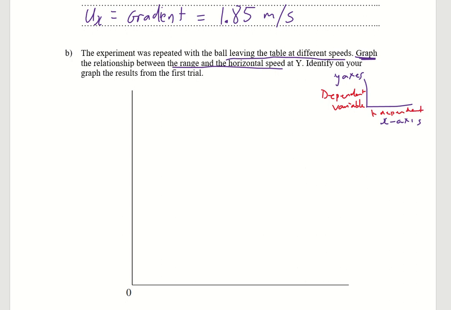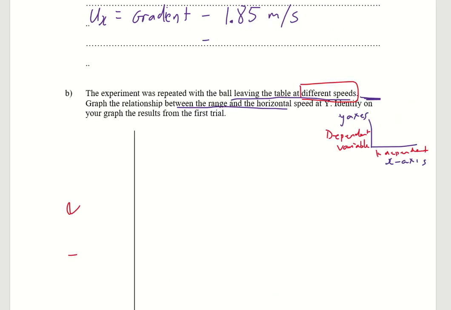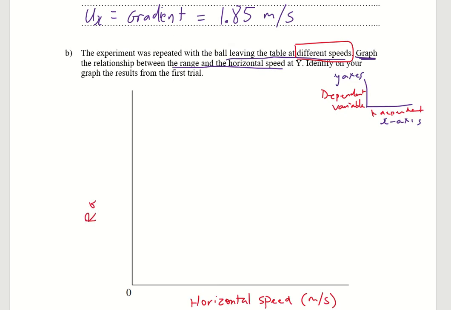Okay, so if you read carefully in this question, it says you're using a different speed. So if you're using a different speed, that means the horizontal velocity is your independent variable and your range would be your dependent variable. So horizontal speed, and I'm going to put the units, and then we have the range in meters. We have to graph that trend out. What we do know, if we look at the equation, Sx equals Ux t.